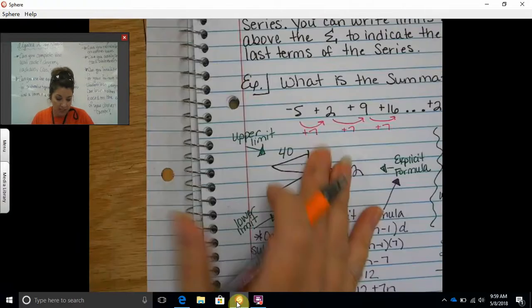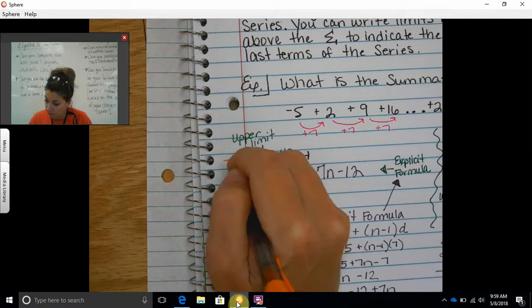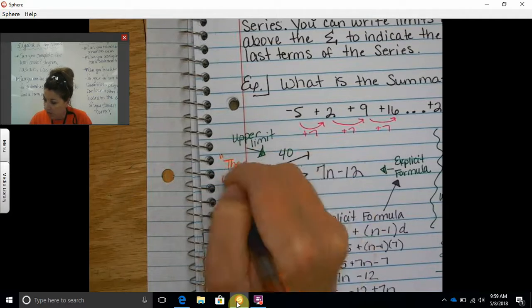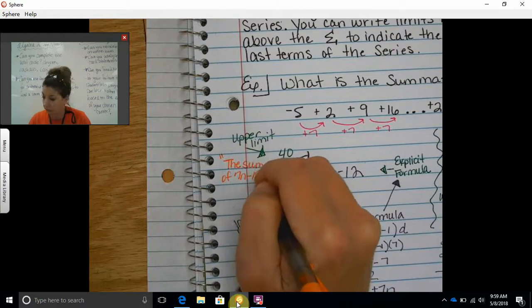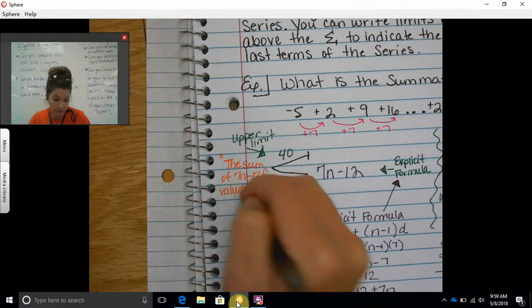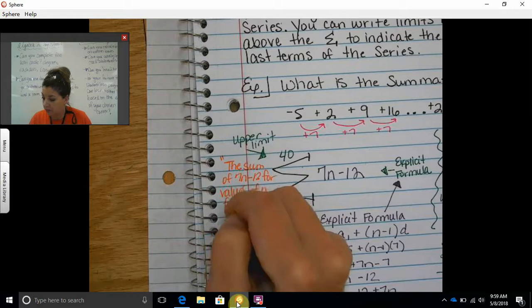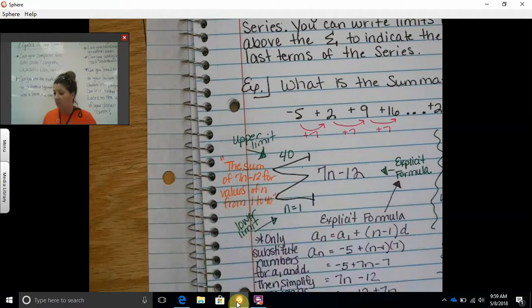So how you say that is the sum of 7n minus 12 for values of n from 1 to 40. The sum of 7n minus 12 from values of n from 1 to 40.